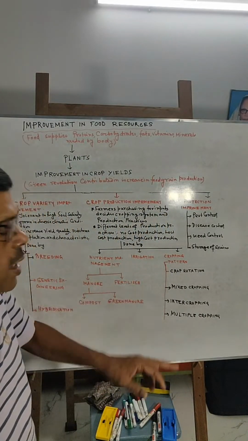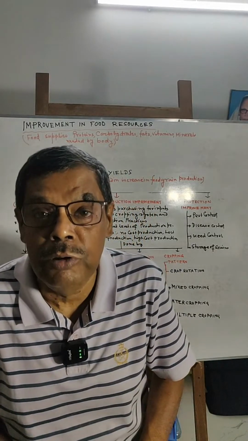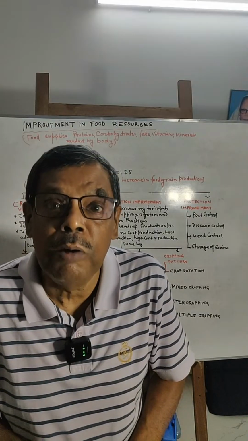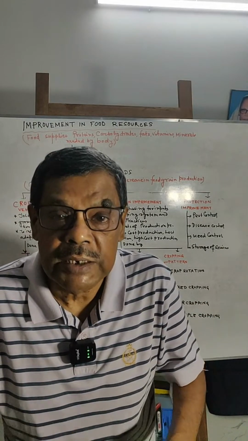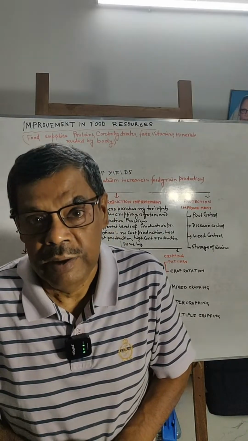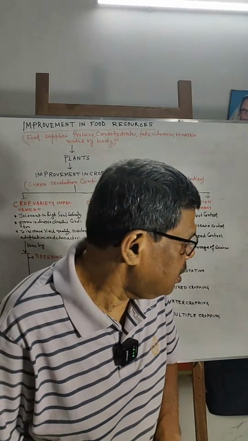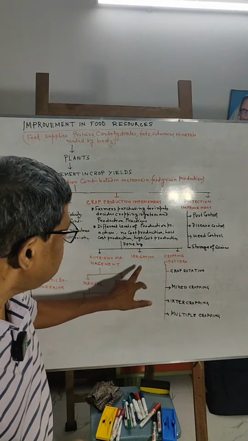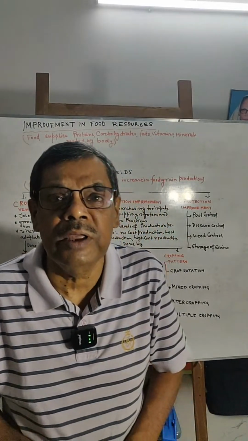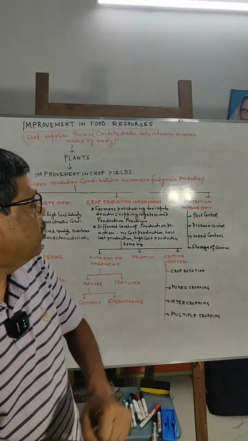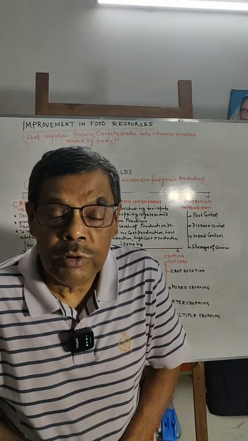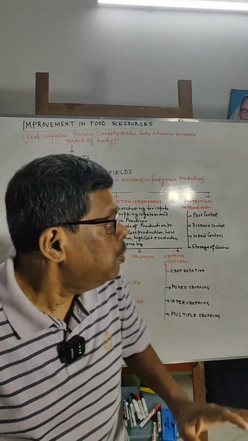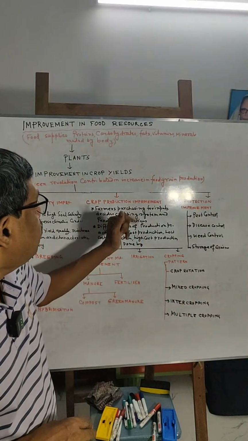Fertilizer is a commercially produced nutrient which is needed by the plant. This is full of nitrogen, potassium, sulfur, etc. NPK, this is nitrogen, phosphorus, potassium. This is called fertilizer. Next, irrigation. Irrigation is the most important thing for crop production improvement. Suitable irrigation is needed for the improvement of crop production.